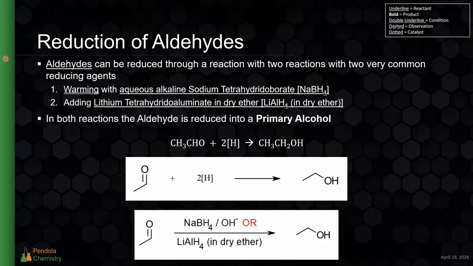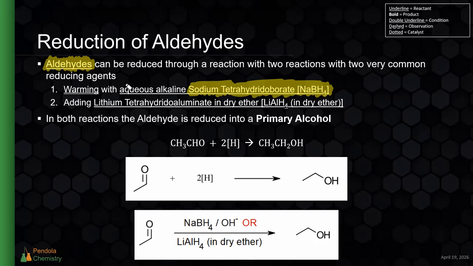In the case of aldehydes, they can be reduced into primary alcohols. So we can grab an aldehyde, and we actually have two different reactants that we can use for this. We can react an aldehyde with any of two very common reducing agents. The first is going to be an alkaline solution of sodium tetrahydroborate. So the sodium tetrahydroborate, which is NaBH4, is a very common reducing agent that we do use to reduce organic compounds into a bunch of different things depending on what organic compound we're starting with.